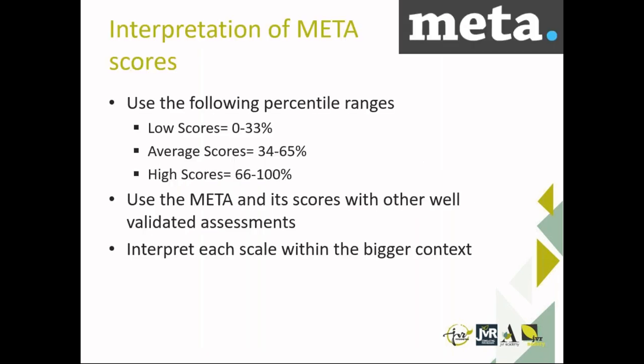In terms of the interpretation, the guidelines for the percentile ranges are: for low scores, from 0 to 33; for your average score, from 34 to 65; and for your high scores, from 66 to 100. But of course, it is very important to use the Meta and its scores with other well-validated assessments. Never only report on a single score or a single scale, but rather look at how they all speak together and interpret them within the actual bigger context.